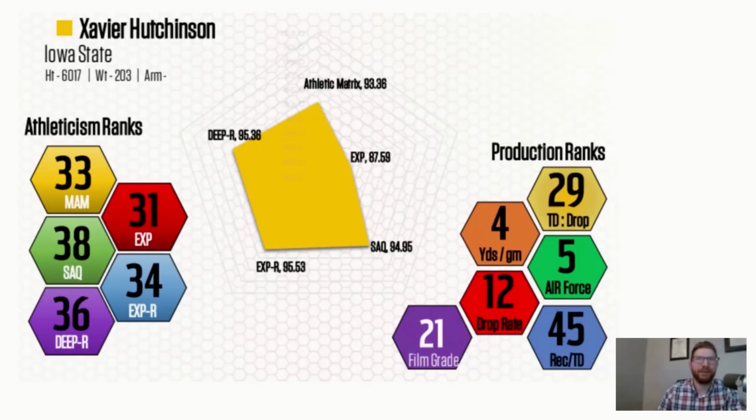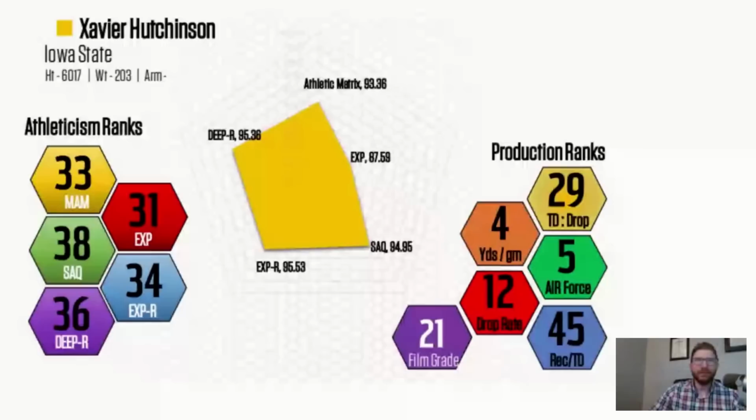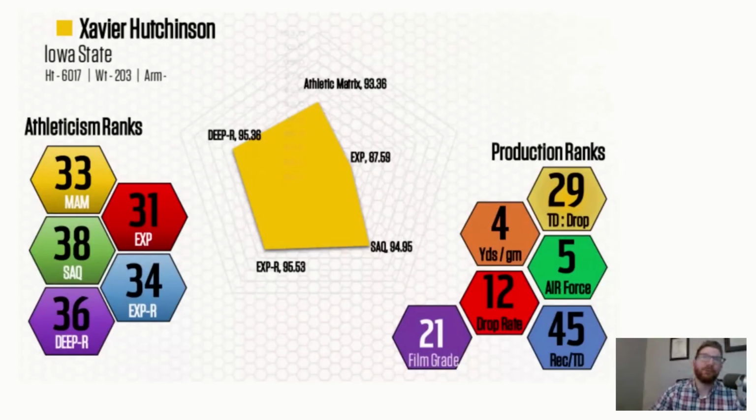But the next player I want to jump into is Xavier Hutchinson. And Xavier Hutchinson doesn't have elite level athleticism. So his ranks in terms of how athletic he was are not at the top of the charts, but his production was very high. So his yards per game, he had the fourth most yards per game. And that's pretty important. I have Xavier Hutchinson here because I think he can be had in the second, third, maybe even the fourth rounds for the Chiefs.